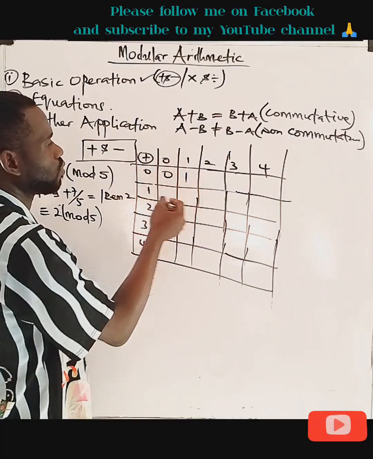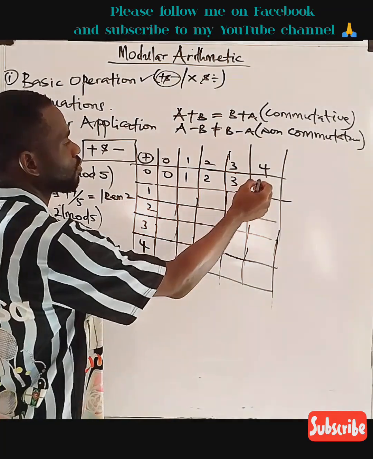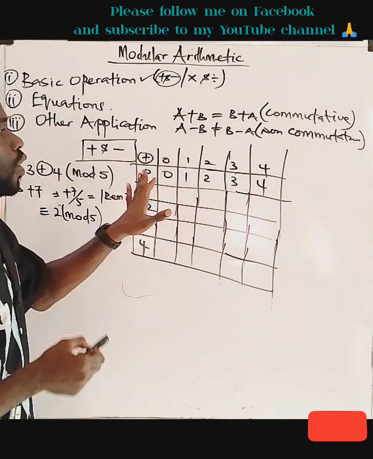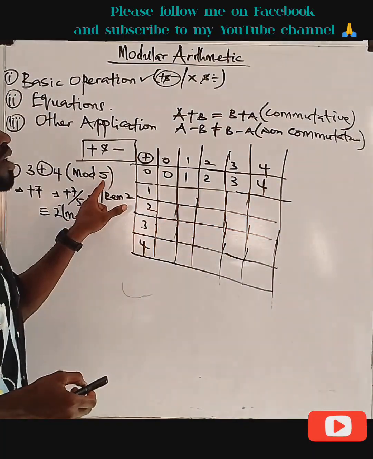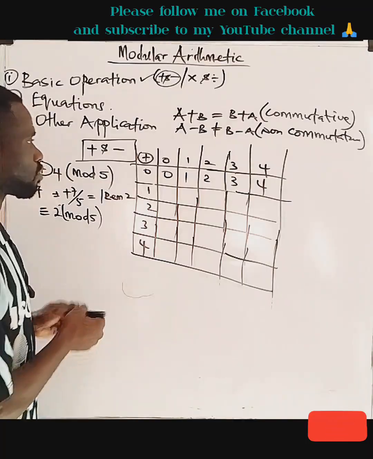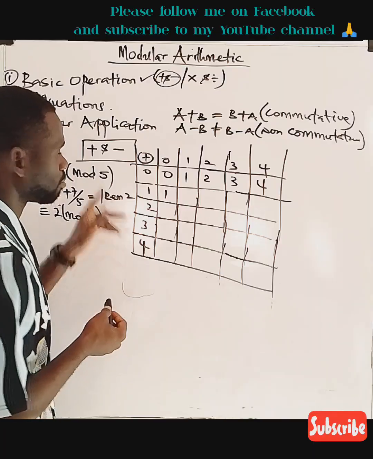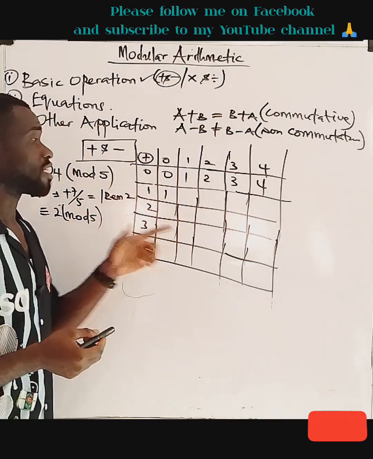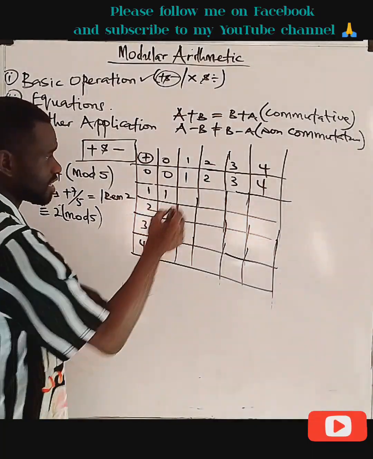0 plus 1 is 1. 0 plus 2 is 2. 0 plus 3 is 3. 0 plus 4 is 4. Now, all these are easily written down, because none of them is up to the modulo 5 we are talking about. So just drop them. 1 plus 0 is 1. 1 plus 1 is 2. 2 is not up to modulo 5, so just drop it. If you try to use 5 to reduce 2, you still get 2. So we're still going to get the same thing.